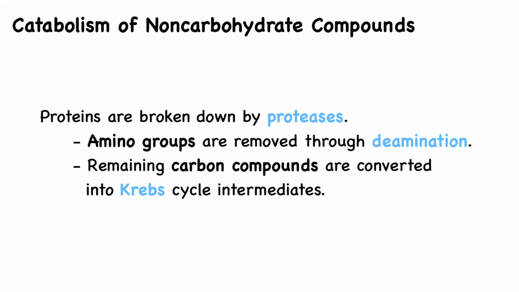Proteins can also be used as carbon, nitrogen, and energy sources by many microbes. Proteins are first degraded into amino acids by proteases, and before those amino acids can enter into central metabolic pathways, their amino groups are removed through deamination, producing ammonia or other nitrogen-containing compounds. The remaining carbon skeletons are converted into intermediates of glycolysis or the Krebs cycle.